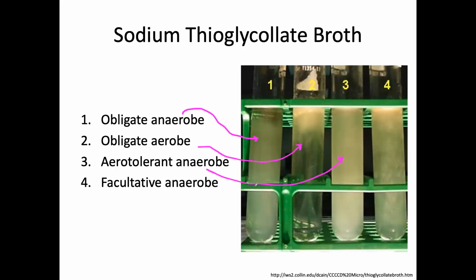Aerotolerant and facultative look pretty similar, to be honest with you. But the point is, with the facultative, they can switch off. They can do anything they like, so they can grow all over. Aerotolerant, same deal. But these guys have to have oxygen. This is high oxygen. And these guys don't like oxygen. This is low oxygen.